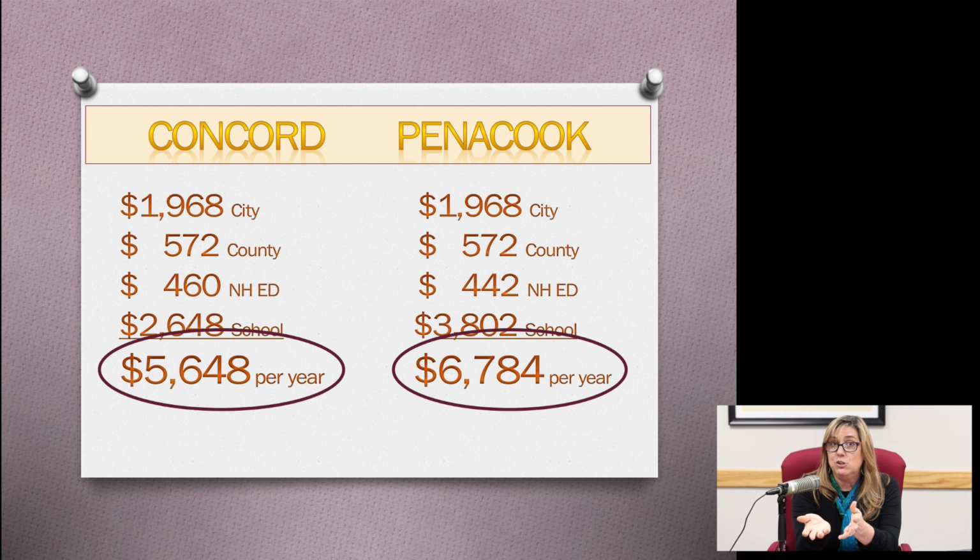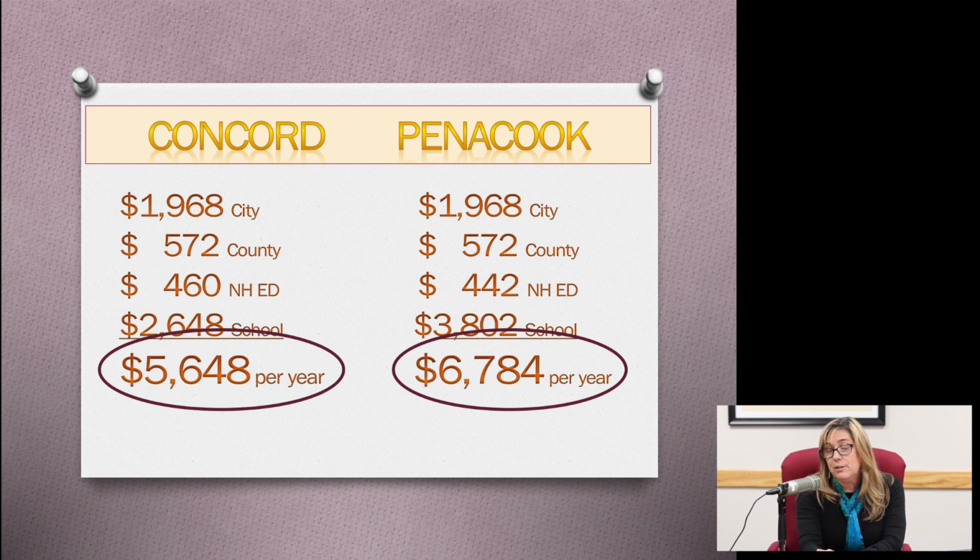Then we have the county tax, that is $572. The New Hampshire education tax, or the state education tax, is $460. And then the school tax for Concord School District is $2,648. And that's what makes up that $5,600 bill that you have for your annual taxes in Concord.